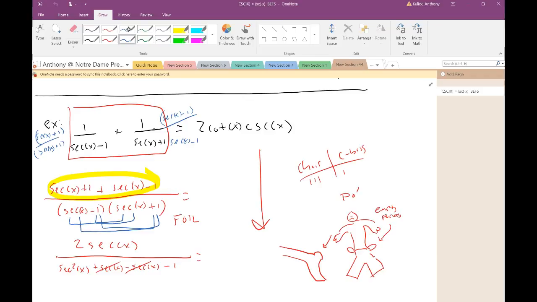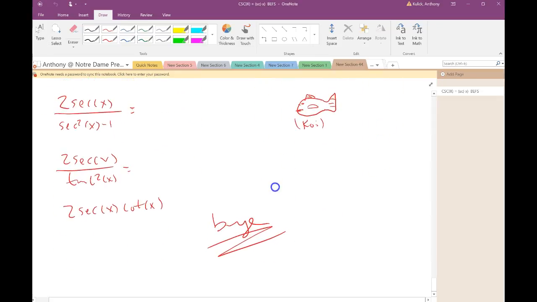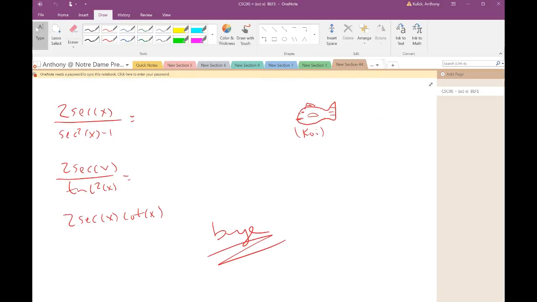Where did you go? Cotangent. Yes, that's written down correctly. It is. What did I... Oh, that's my oopsie daisies. Okay.